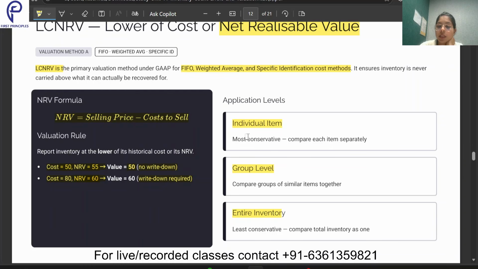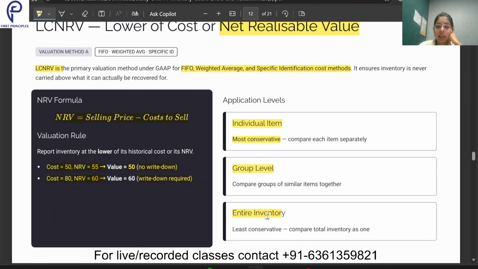So at the individual level is the most conservative approach, where we compare each and every unit of our inventory, like using the LCNRV method, and then we value that inventory. Or if the inventories are of similar type, they are all alike, in that case we'll compare the groups together, and that's how we'll calculate it.